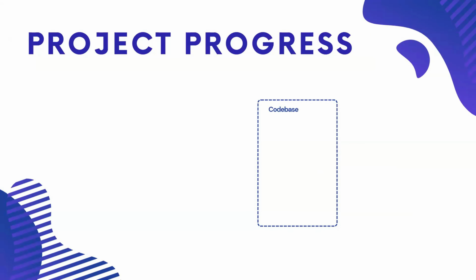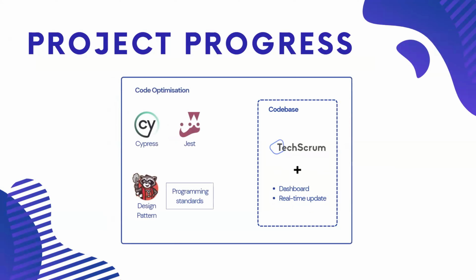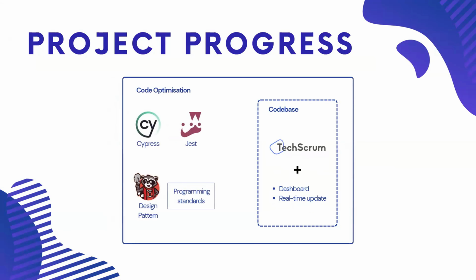And here is the project progress. As we mentioned the existing features on the previous slide, we are developing the platform based on an existing code base. And from that, we developed new features including dashboard and real-time update, and optimized the code around Cypress and Jest testing, design patterns, and multiple code standards.